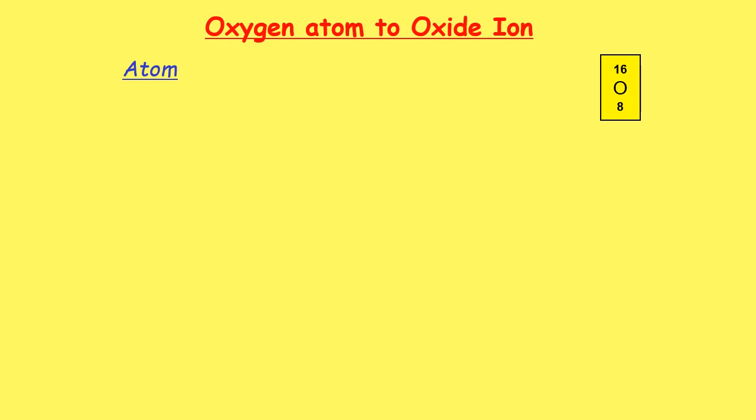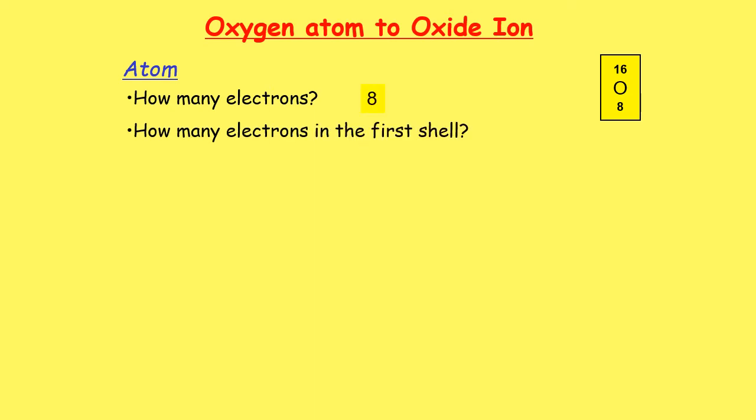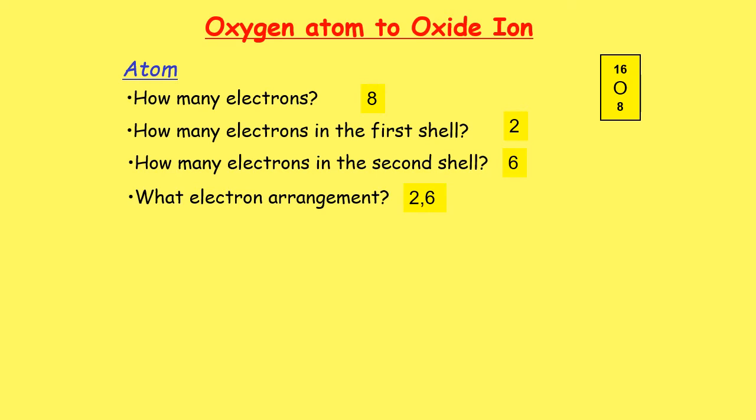So oxygen is a non-metal, and it will form negative ions. We have got the mass number and the atomic number in the box on the right hand side. For an atom, we know that the atomic number equals the number of protons, and the number of protons equals the number of electrons. So that means that oxygen has 8 electrons. In its first shell, it's going to have 2 electrons. In its second shell, it has 6 electrons, and it has an electron arrangement 2, 6.